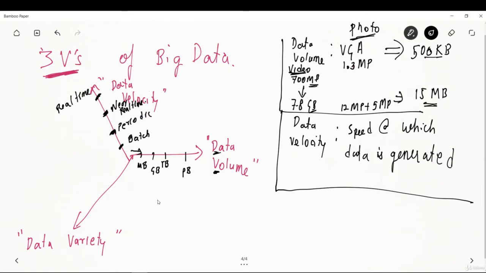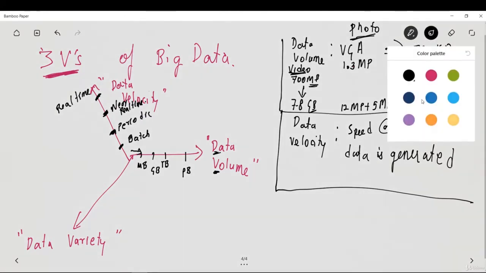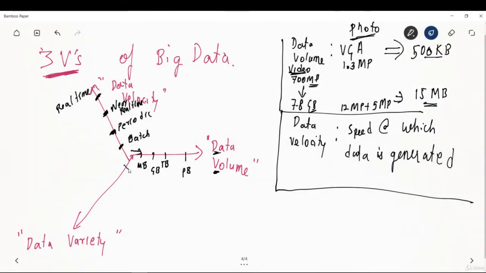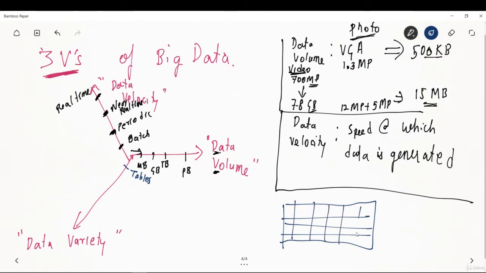Let's go to the third V, that is data variety. For data variety, previously you were having only tables. Tables look something like this. It is a structured thing just like the Excel that you use. So this is called a table. There will be columns: roll number, name, standard, and so on. So previously the data was only in the form of tables. As the data grew, it became databases.